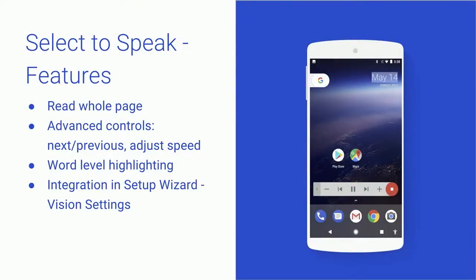In Android O, we're adding additional functionality for Select to Speak, including reading the whole page, advanced controller to move backward and next or adjust the speed. We add also word-level highlighting, and we integrated this service into the setup wizard. Now, let me show you how it works.